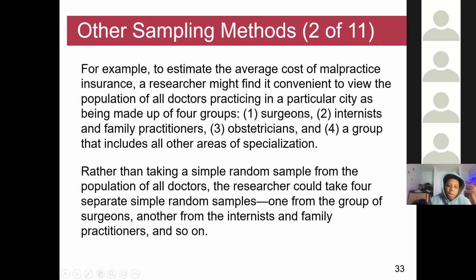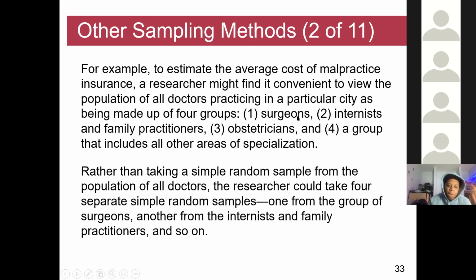So in group number 1, surgeons, we're going to take a simple random sample. Just to be consistent here, let's say we wanted 100 doctors altogether in our sample. Suppose we want to take a simple random sample of 25 surgeons, 25 internists, 25 obstetricians, and 25 in group 4. That would make up 100, right? So we do a simple random sample of just the surgeons, of just the internists and family practitioners, 25 of obstetricians, and 25 of this group 4.